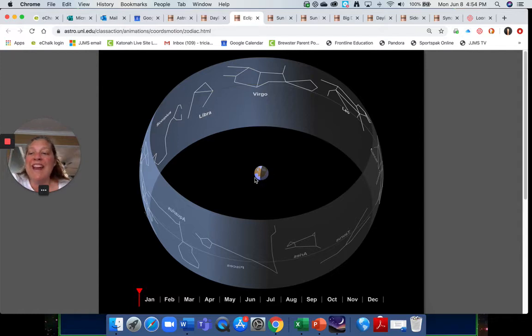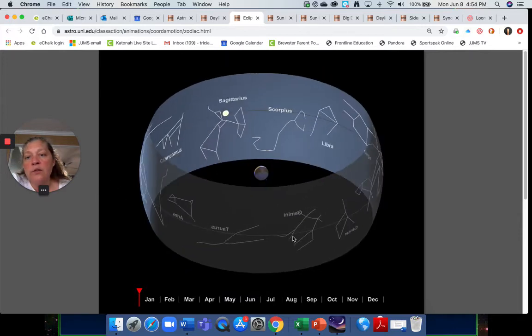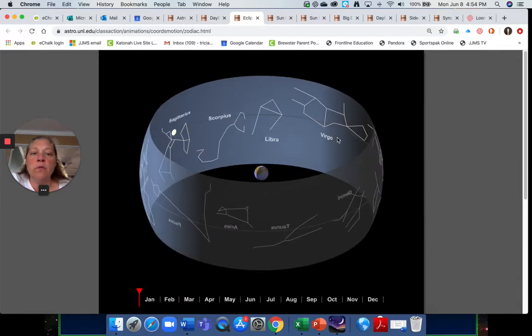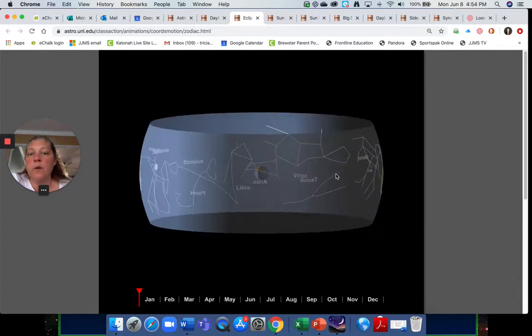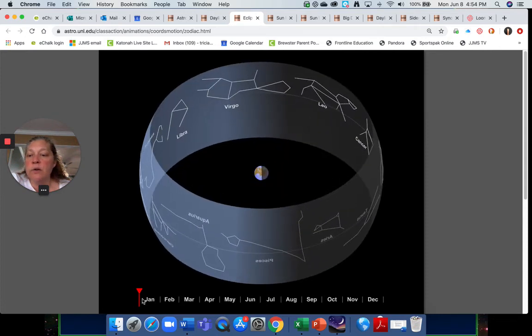What constellations can't they see? They cannot see Libra, Scorpio, Sagittarius. They can't see Capricorn, and they can't see Aquarius. They can see a little bit of Pisces when the sun rises, and a little bit of Virgo when the sun sets. Now, these are the constellations that we can see in January, or between December and January. Watch what happens when I move the date.